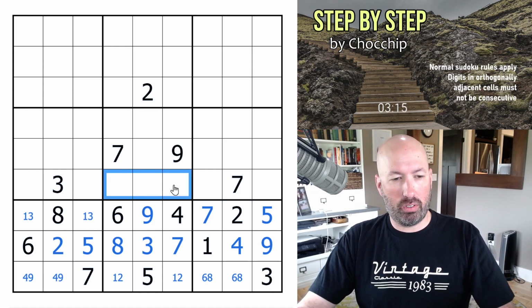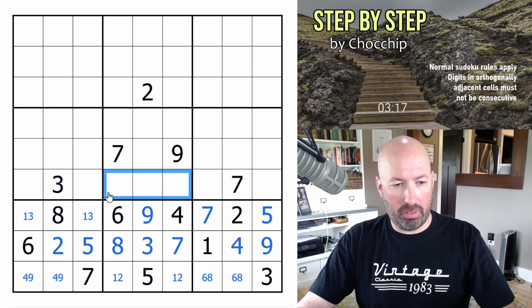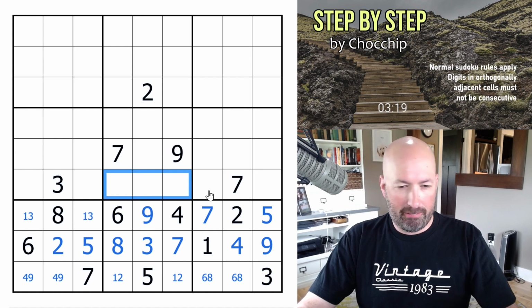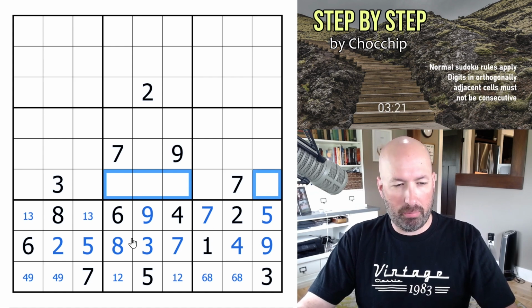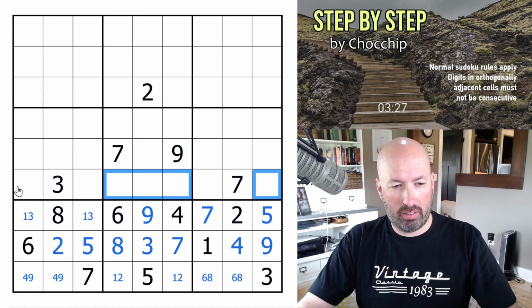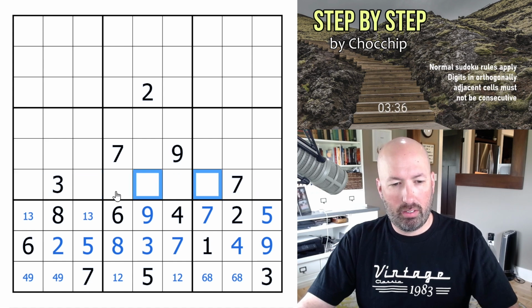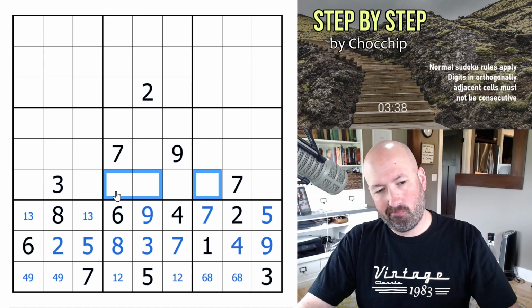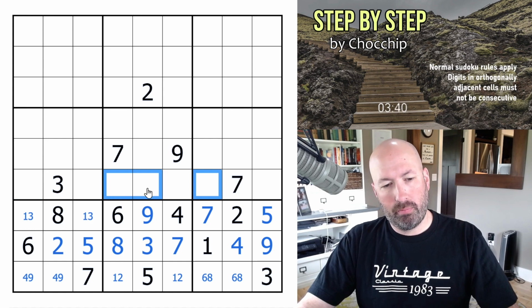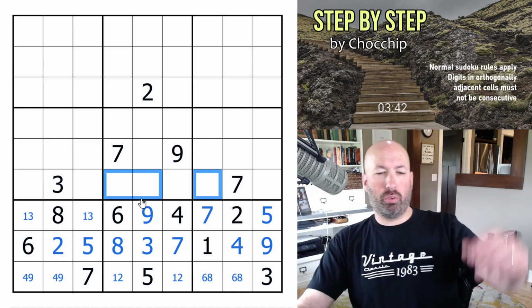Okay, so 9 can't be in the middle here. Can't be over there, but otherwise it can be anywhere, I think. 4, is 4 going to be helpful? It can't be over here, it can't be there, it can't be there. It could be in any of those. Okay, so what do we want to look at next?